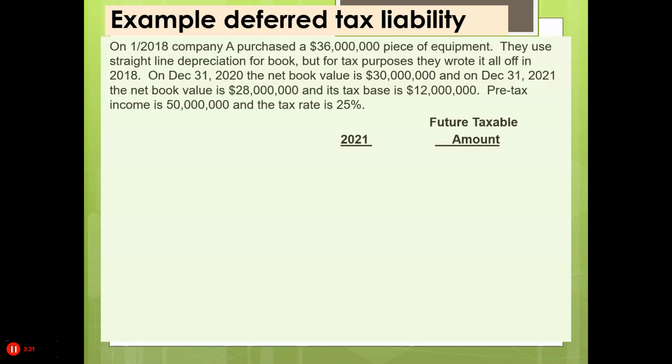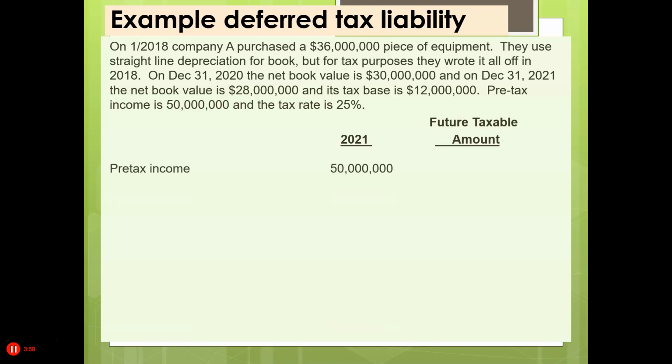Okay, on 1/1/2018, Company A purchased a $36 million piece of equipment. They used straight line depreciation for book, but for tax purposes they wrote it all off in 2018, which means they had a lot lower tax liability in 2018 than they showed for income tax expense. On December 31st, 2020, the net book value is $30 million, and on December 31st, 2021, the net book value is $28 million, and its tax basis is $12 million. Pre-tax income is $50 million, and the tax rate is 25%.